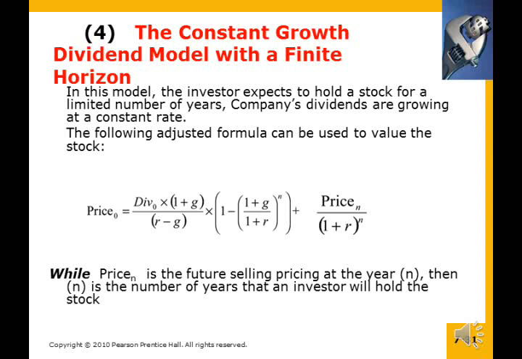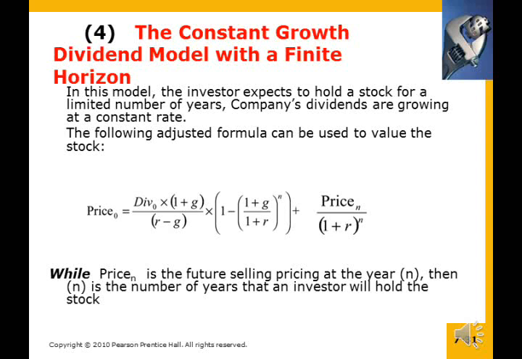So two assumptions. First one, the dividends are growing at a constant rate. They are not equal, but they are growing at a constant growth rate. The growth rate is what is equal. Second, investors will hold the stock for a specific period of time, and after that he will sell this stock to another investor. Okay? So this is my fourth model.